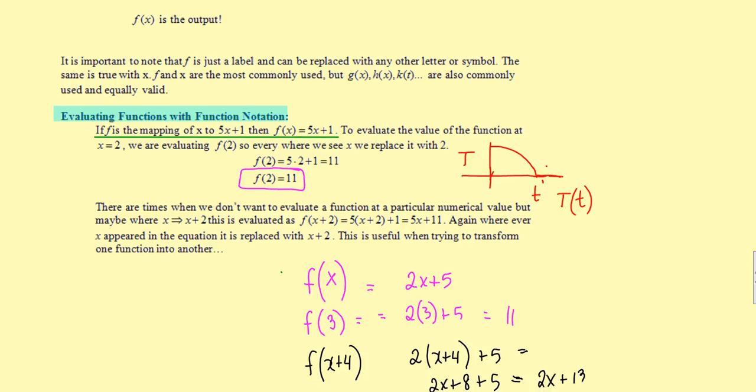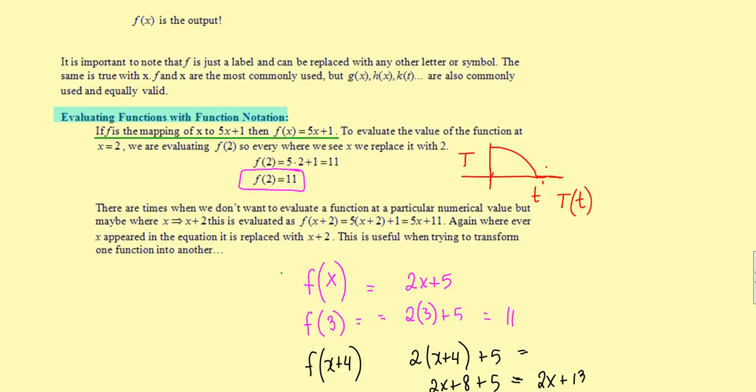Alright, so what does that mean? Basically, if f is the mapping of x to 5x plus 1, then f of x equals 5x plus 1. So what does that mean? That if I plug in, or if I replace x equals 2, we're really doing f at 2. So all we're saying is that wherever there is an x, we're going to replace it with the number 2. So f at 2 equals 5 times 2 plus 1, which equals 11. So f at 2 equals 11.